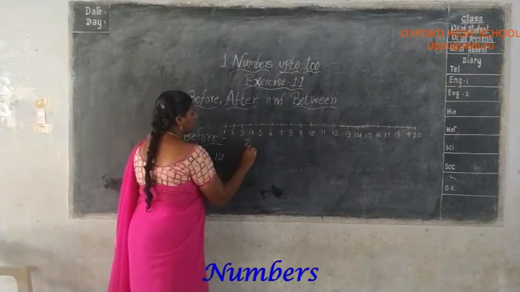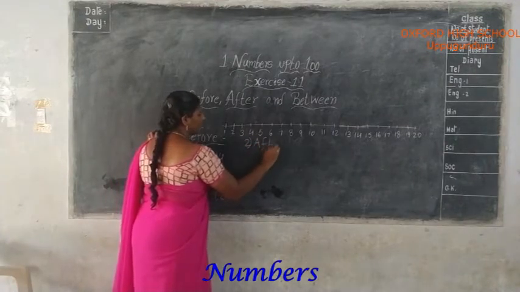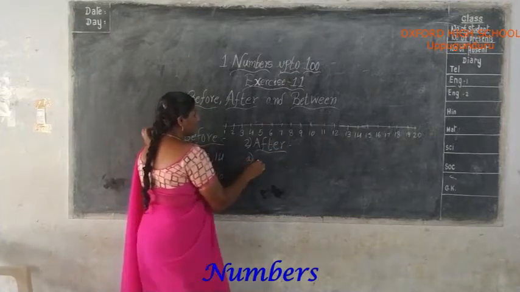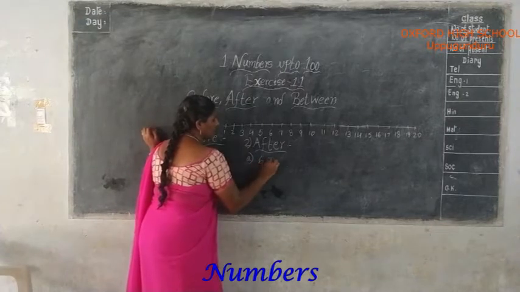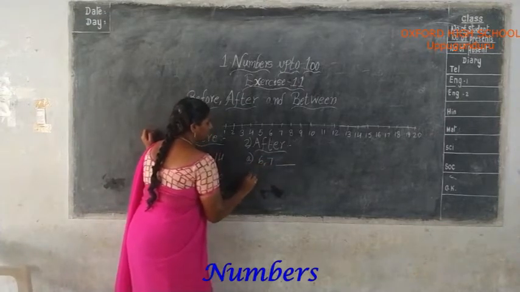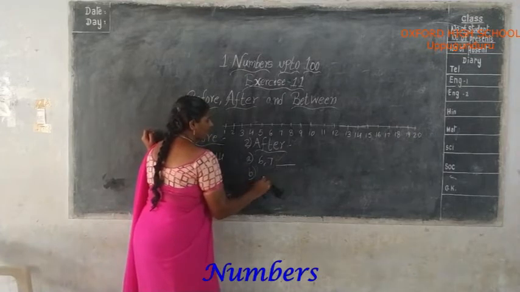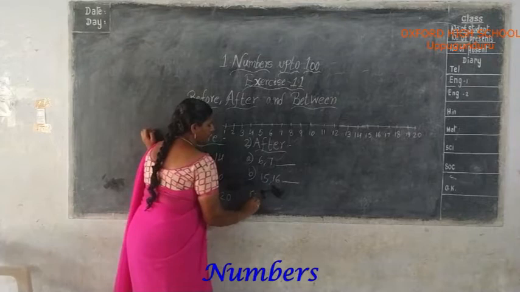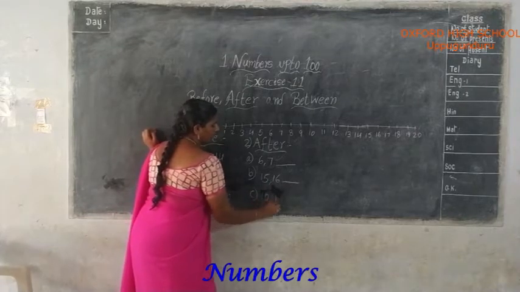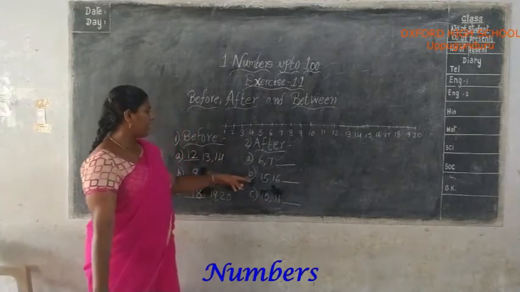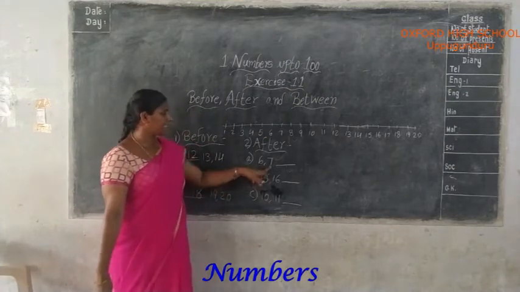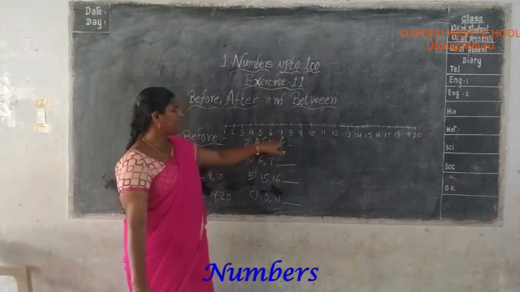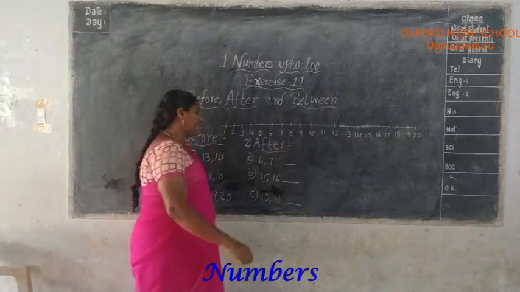Next, after. See, after. What numbers are given? 6, 7. After 6 and 7, what number is there? Which number? 8.